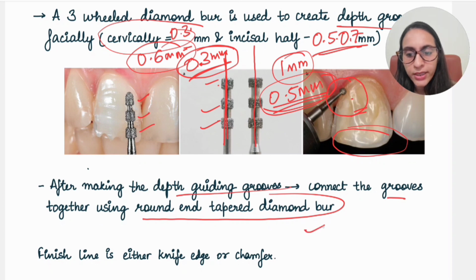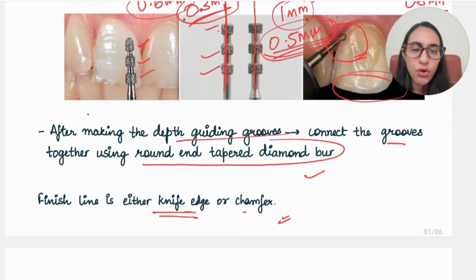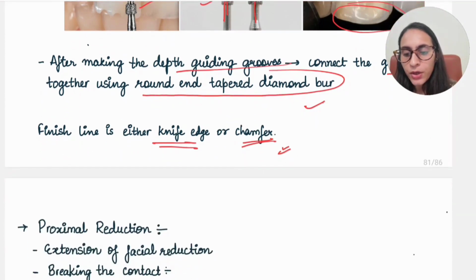As I told you, make sure that you have 2 plane reduction like what we did for the full crown preparation. So you always need a finish line, because the technician needs to know where the restoration ends. The finish line is either a knife edge or a chamfer margin. You might not always do the facial reduction, but make sure you always create a finish line so that the technician knows this is the starting point or the end point of the preparation.